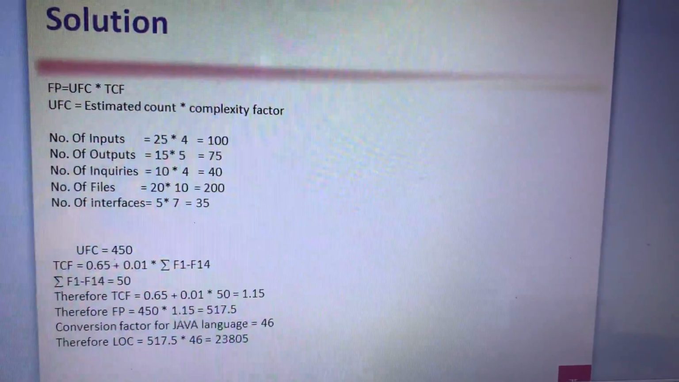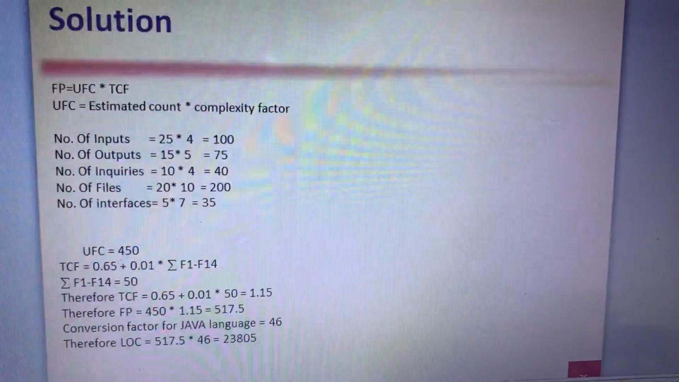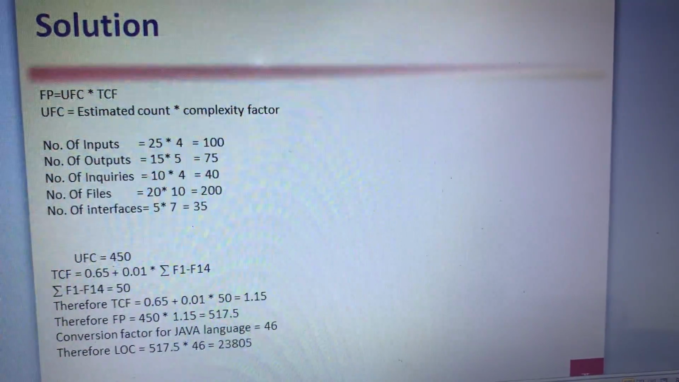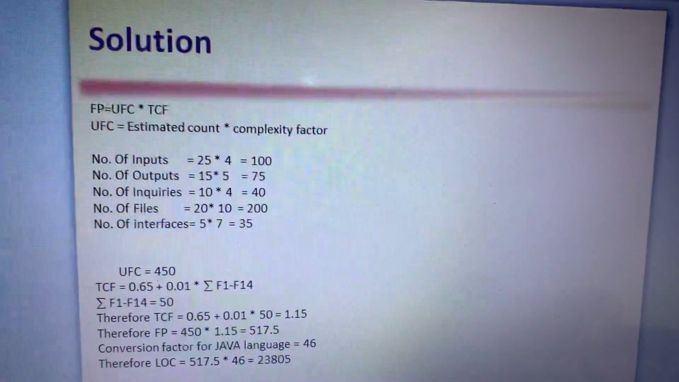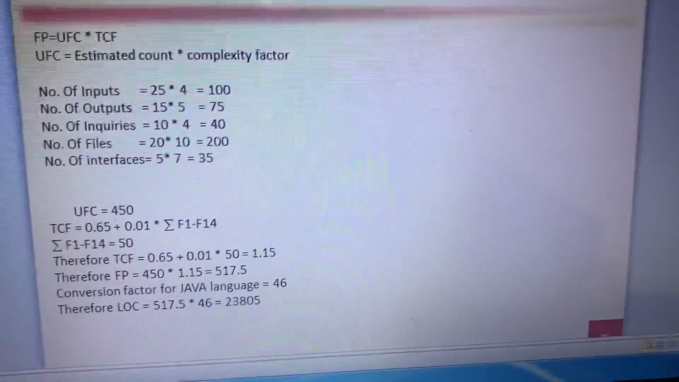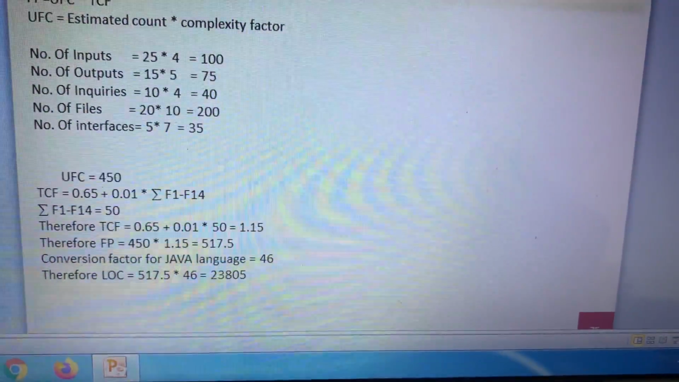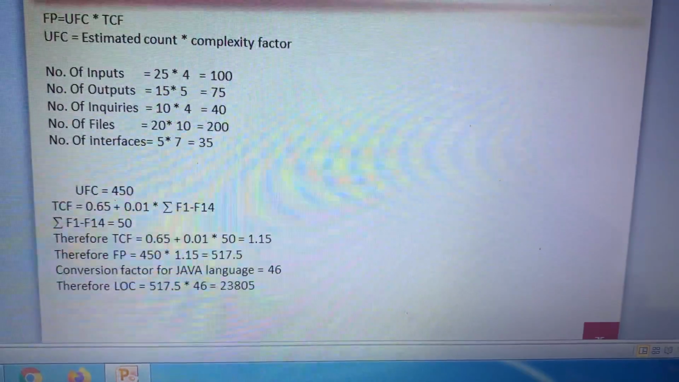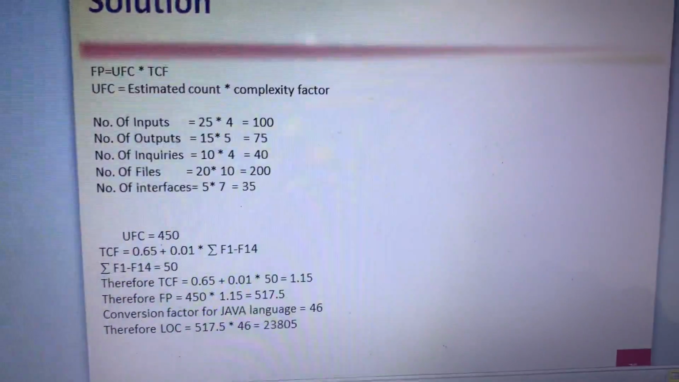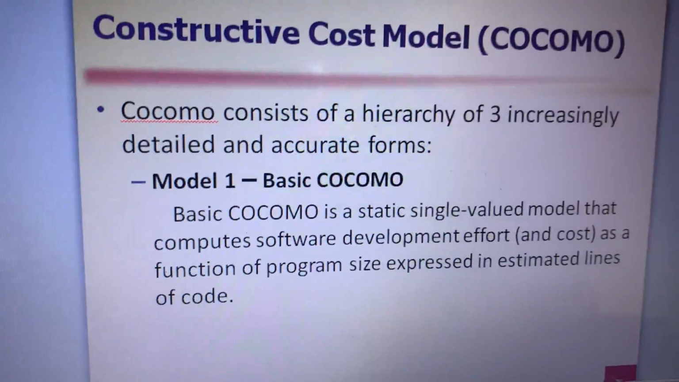For example, we have function points, for example, 517. The language is Java, 63. For source lines of code per function point, I took 46 because some books use 46. So 517 multiplied by 46, you have 23805 SLOC. So this is how to calculate the size in SLOC.